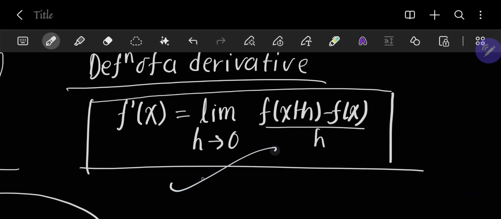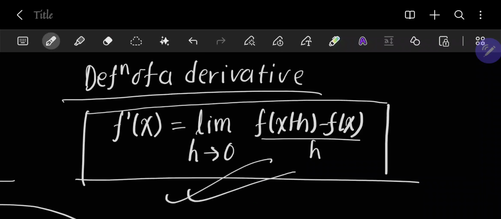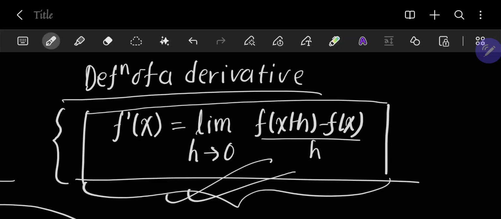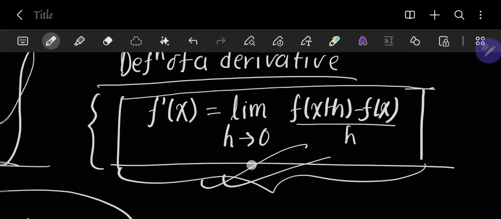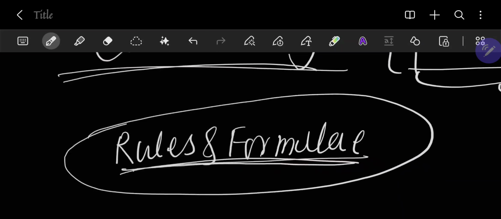Now, this is going to be very important in this video as well as throughout our entire series, because we are going to be using this very definition of a derivative in order to derive all the different formulae. So I want you guys to keep this formula in your minds. And yeah, so we are going to be using this definition of a derivative in order to actually derive stuff. So let's jump into the video now.